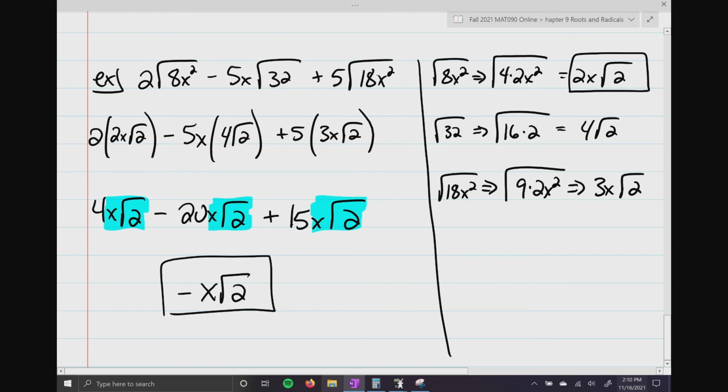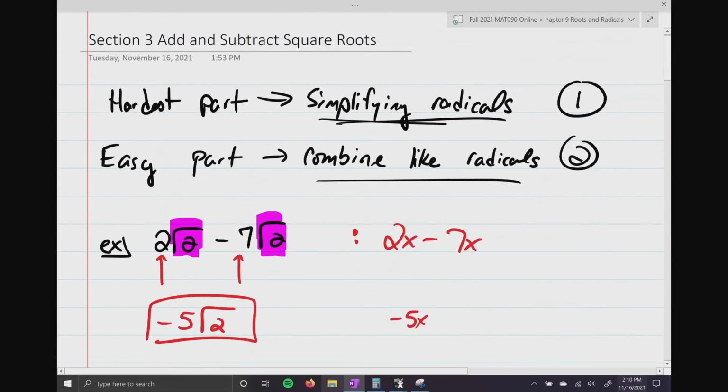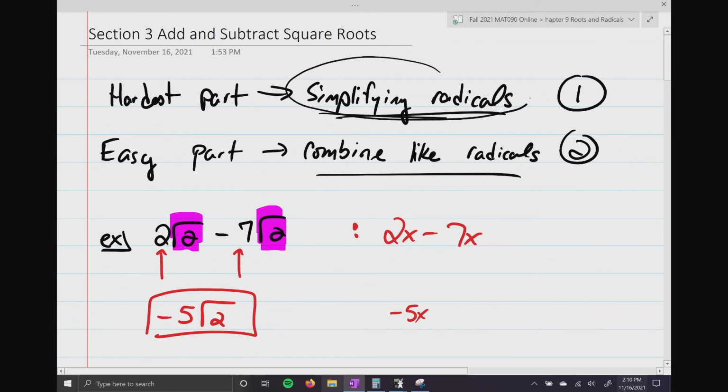And that's basically it for this section. It's all about, and I'm going to scroll all the way back up, it's all about simplifying the radicals and then combining like radicals. That's it. Okay?